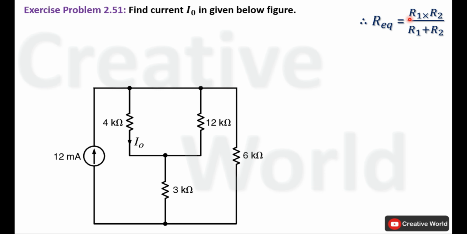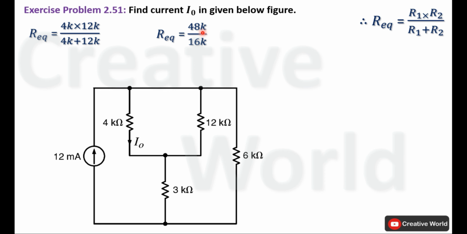The product of both parallel connected resistances divided by their sum. In this case, R1 is 4 kilo ohm and R2 is 12 kilo ohm. So place the values inside this equation. Product of 4 kilo ohm and 12 kilo ohm divided by the sum of 4 kilo ohm and 12 kilo ohm. Solve this equation. The product of 4 kilo ohm and 12 kilo ohm will become 48 kilo ohm and the sum of 4 kilo ohm and 12 kilo ohm will become 16 kilo ohm.